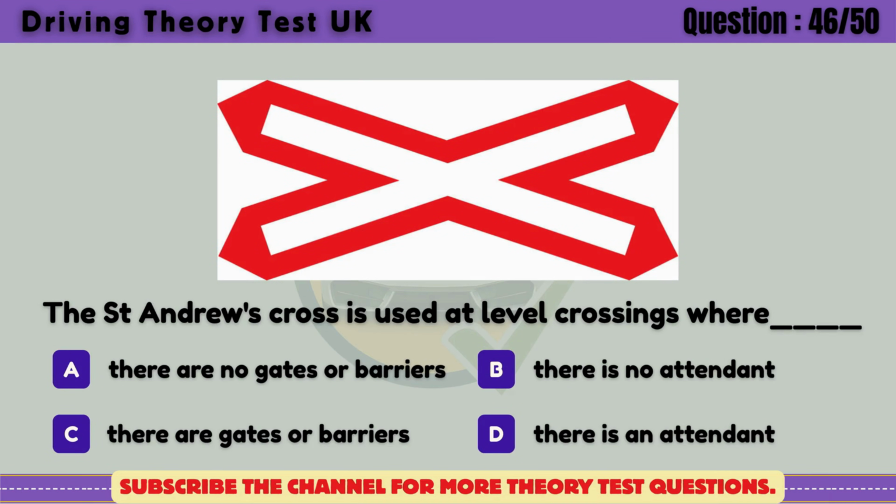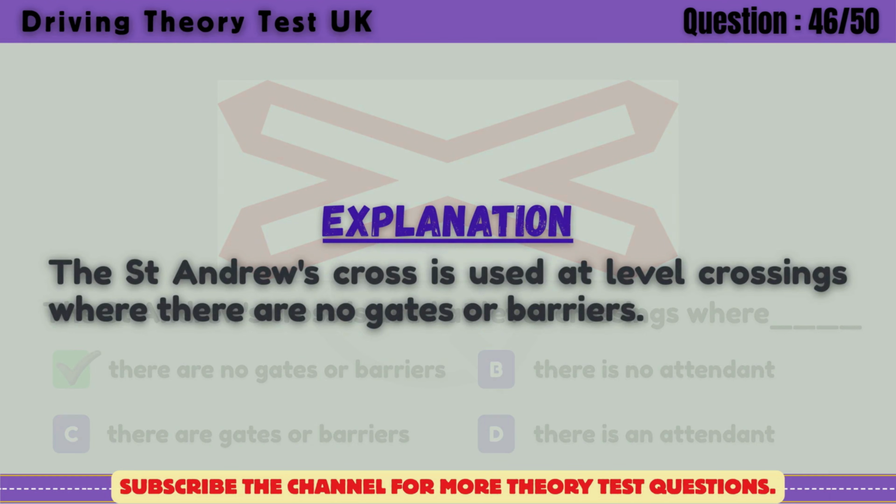Question 46. The St. Andrew's Cross is used at level crossings where? Option A. There are no gates or barriers. B. There is no attendant. C. There are gates or barriers. D. There is an attendant. Answer is A. There are no gates or barriers. The St. Andrew's Cross is used at level crossings where there are no gates or barriers.